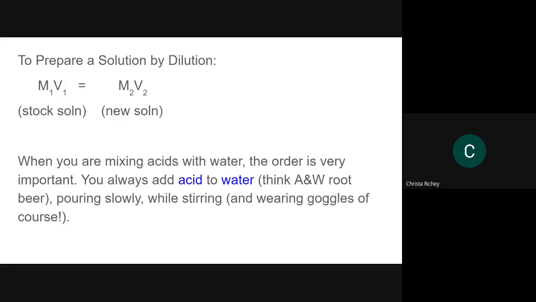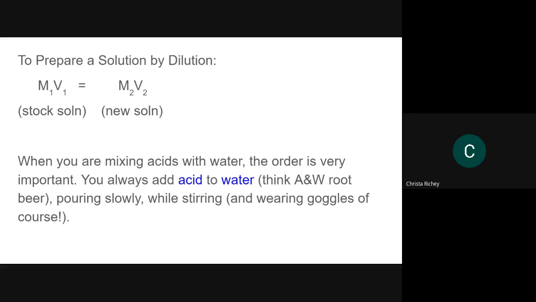When you do this with acids, this was a safety rule, normally on safety tests in some way, shape, or form. You have the water in the beaker already, and then you add the acid to it. Don't do it the other way around.